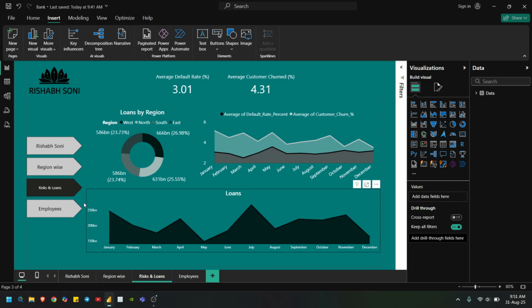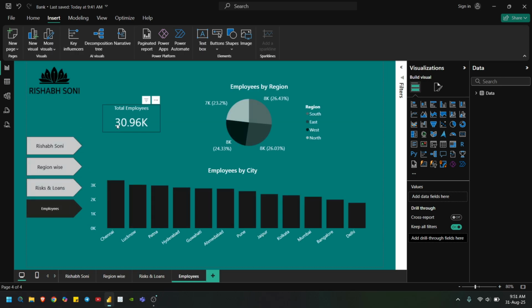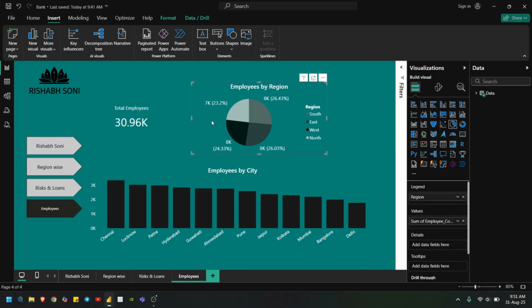Coming to the next page, there's a KPI that tells there are 960 employees, my bad, and just on the right side the employees by region are shown, and below that there's a bar graph that tells the employees as per the city.